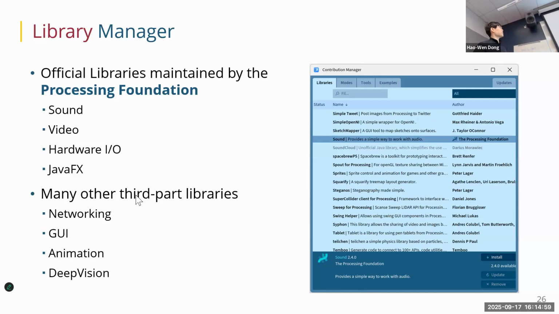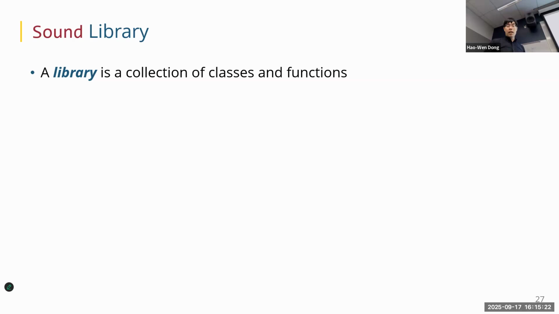And there are also so many other third-party libraries: networking, GUI, animation, vision. This is something we will look into next week. It's pretty fun, using deep learning, AI visual processing in Processing. Cool. So the Sound library is the thing that we will explore for the 5 minutes left. Likely we won't have time.